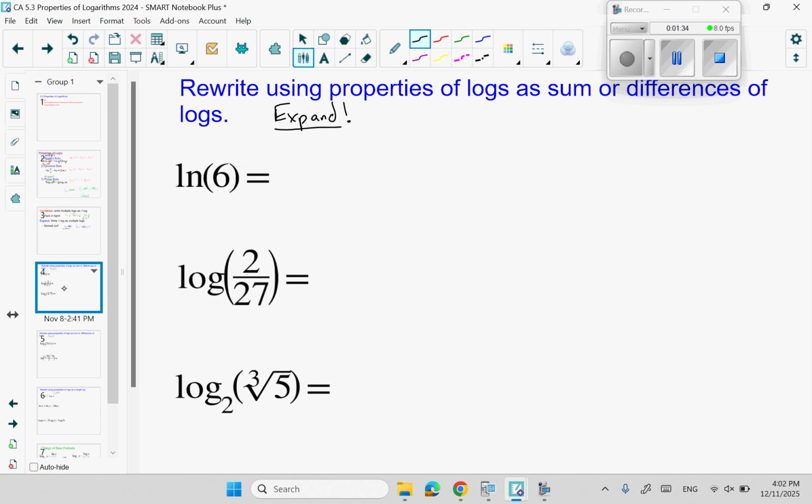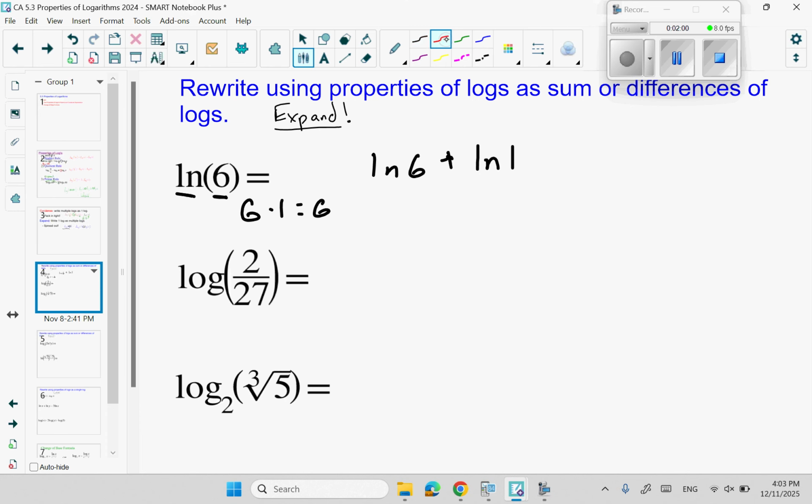Rewrite using properties of logs, sums or differences of logs. So here I have natural log of 6. It just says to expand. So in this case, I can rewrite this because 6 times 1 equals 6. I could write this as natural log of 6 plus natural log of 1.